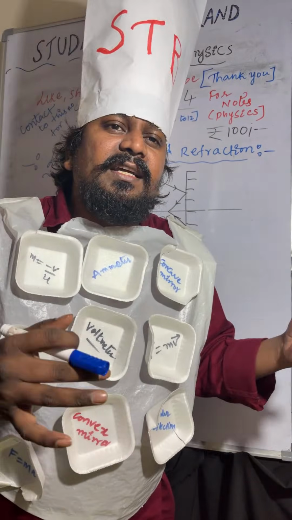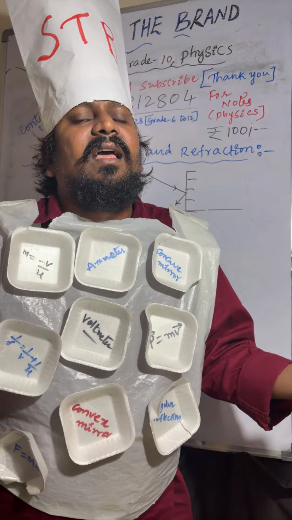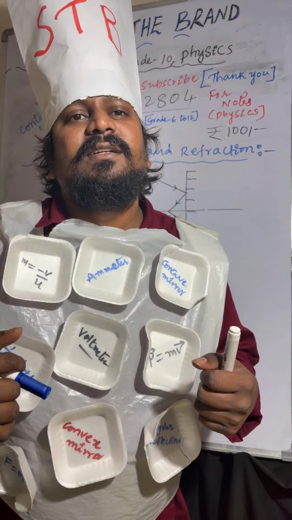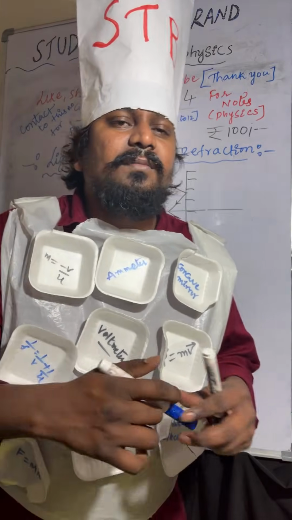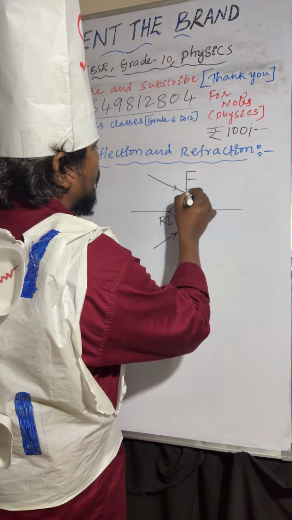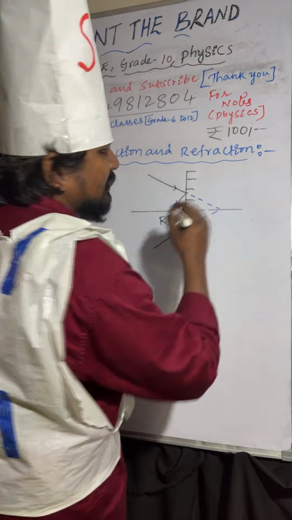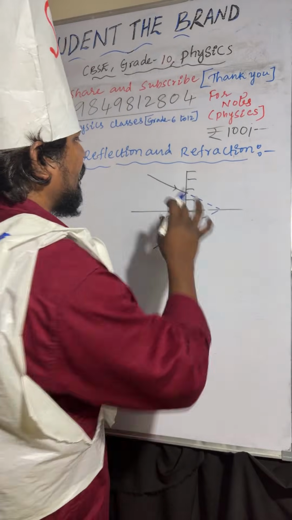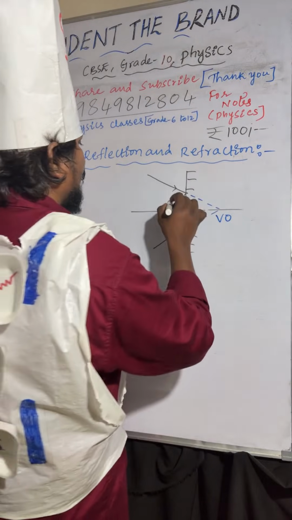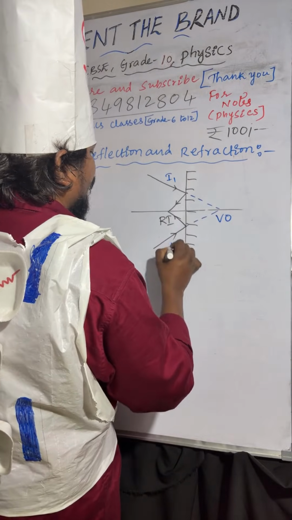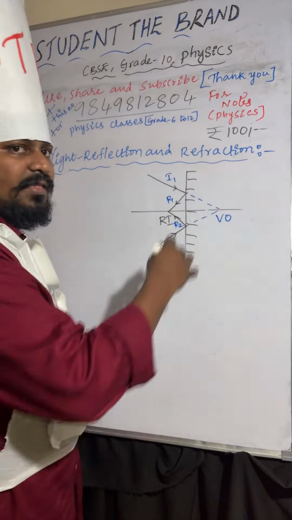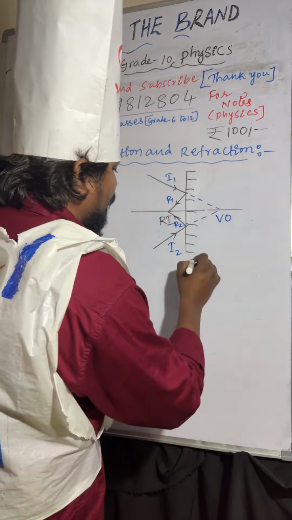The point of intersection of extended incident light rays is known as a virtual object. Here you can observe we are extending these light rays. The extended incident light rays meet, and that is the virtual object. This is I1, I2, and this is R1, R2. That is the virtual object.